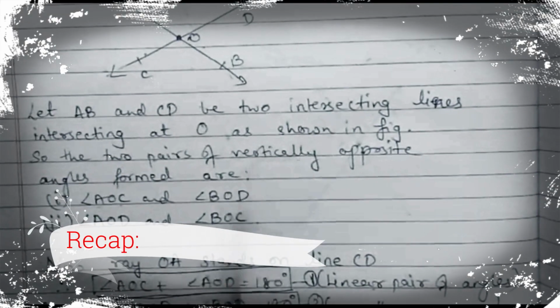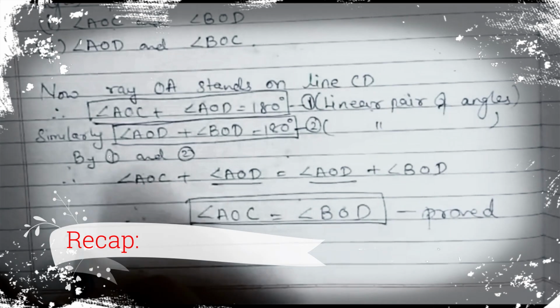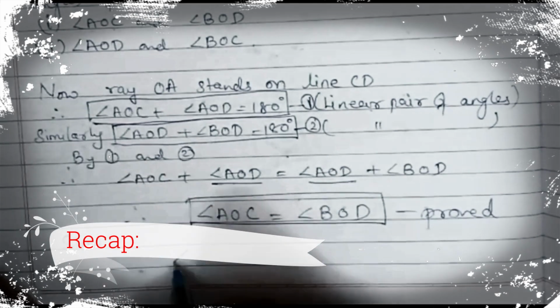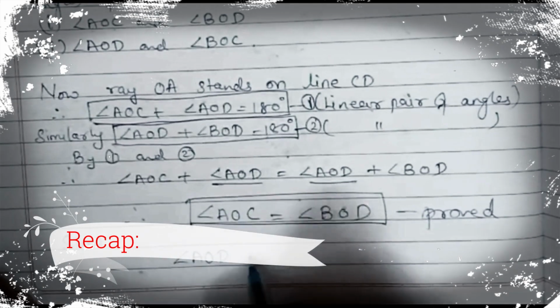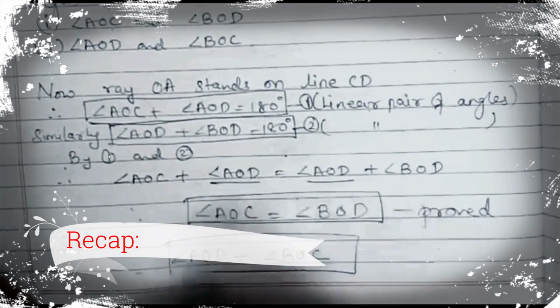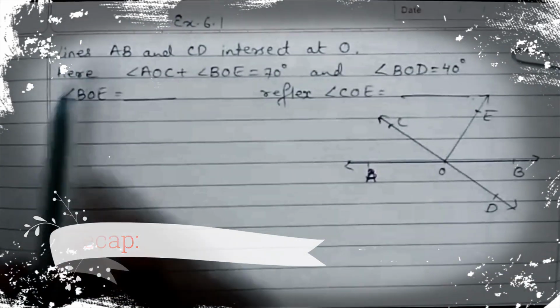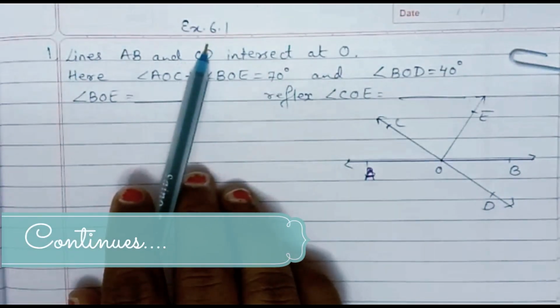Vertically opposite angle, and here we have proved that they are equal. So similarly, we can also prove angle AOD is equal to angle BOC. Hence this is the proof of theorem number 6.1. Now let us start with exercise 6.1.